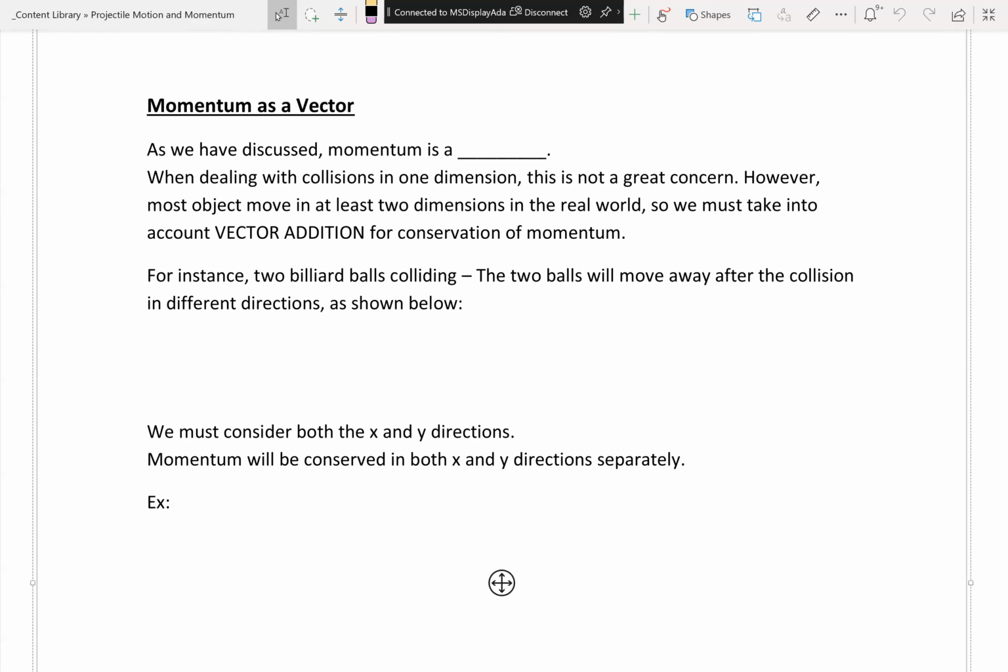Momentum as a vector in this video. So as we've discussed before, momentum is a vector, which has a magnitude and a direction. When dealing with collisions in one dimension, this isn't a great concern, but most objects move in at least two dimensions in the real world. So we have to take into account vector addition for conservation of momentum.